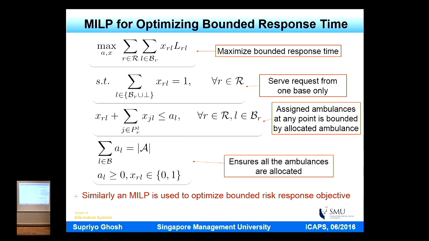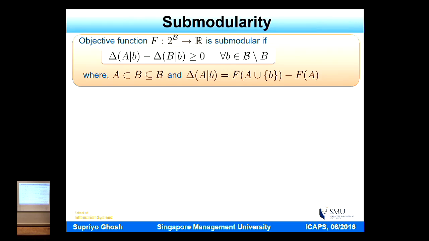We can use a similar MILP model to optimize the risk-based objective, but in that case we need a set of additional constraints that ensure that at least a certain percentage of requests has to be served within a threshold time bound, say delta, and in the objective we want to minimize that delta value.